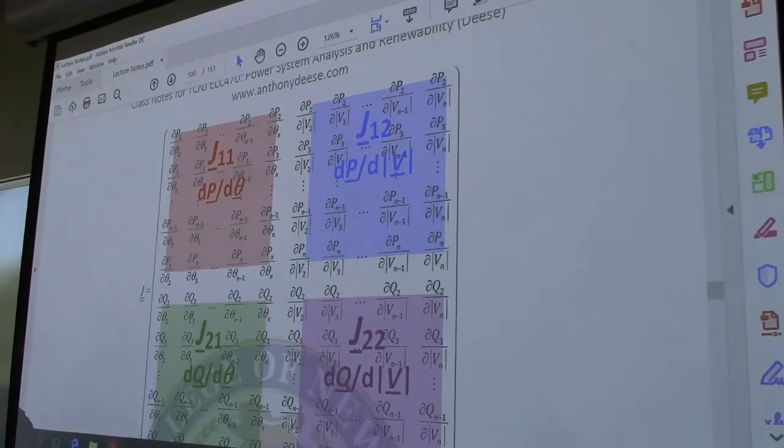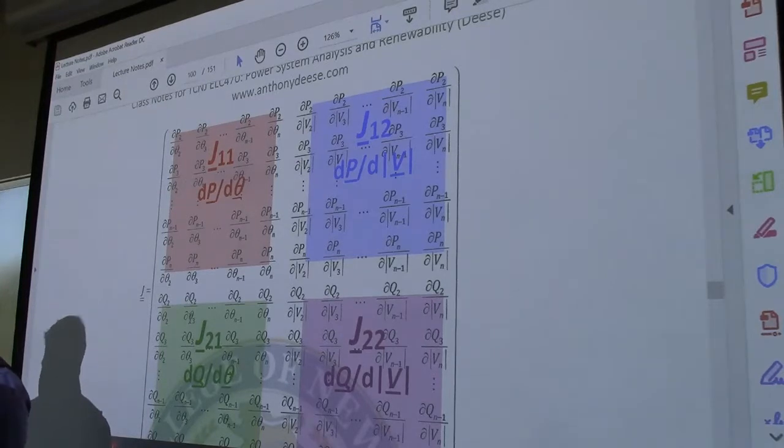Now, let's say you cut this down to a 3-bus system, like the one that we did in the Gauss-Seidel example. Well, actually Gauss-Seidel was a 4-bus system, but let's say it's a 3-bus system. One of them is a PV bus and one of them is a PQ bus.